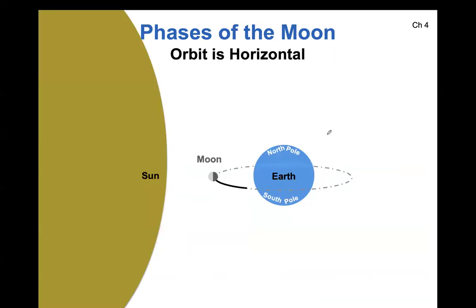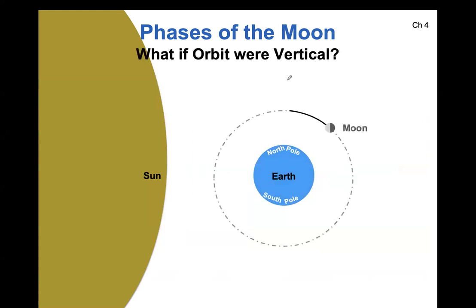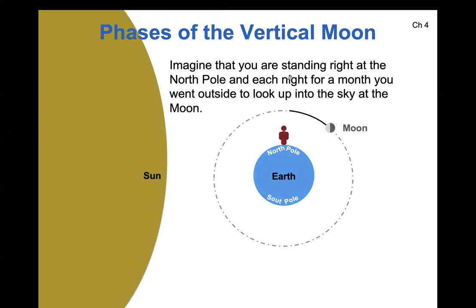All right, so here are our concept questions. Okay. So we're looking at our mostly horizontal orbit of the moon. So what if the moon were vertical, however? What if the moon orbited across our poles? How would that change our perspective?